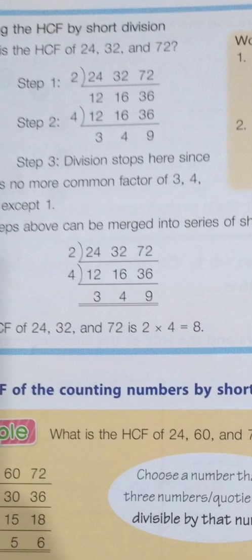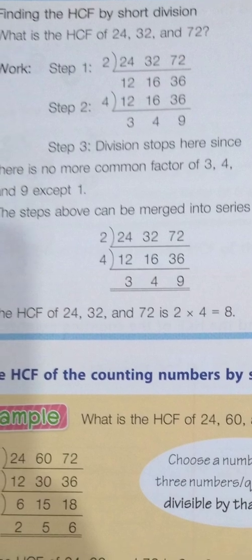Divisible by 12, divisible by 16, and divisible by 36. Okay, so 12 divided by 4 is equal to 3. 16 divided by 4 is equal to 4. And then 36 divided by 4 is equal to 9.